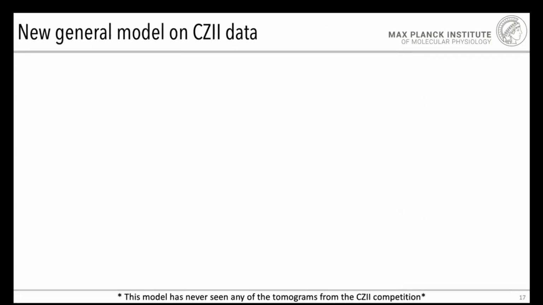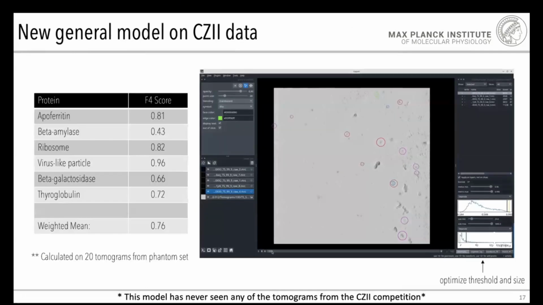So taking the PDB scraped new simulated data and the real training data that I added, we made a new general model that we now tested on the CZII data. So this model has never seen any of the tomograms in the CZII competition. It's never seen any of the proteins except for thyroglobulin, which was in our original simulated data set, but the rest of them it's never seen, and it's never seen any of the tomograms. And what we're able to do is actually recover pretty decent scoring.